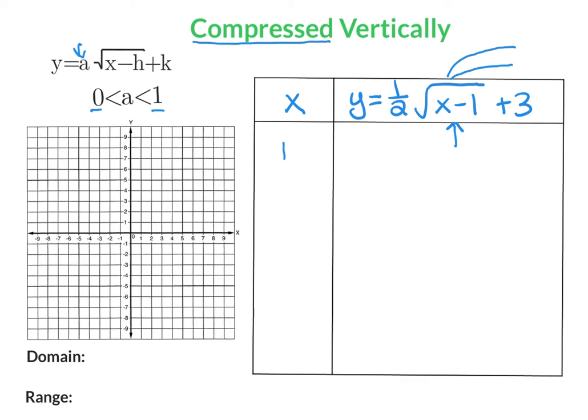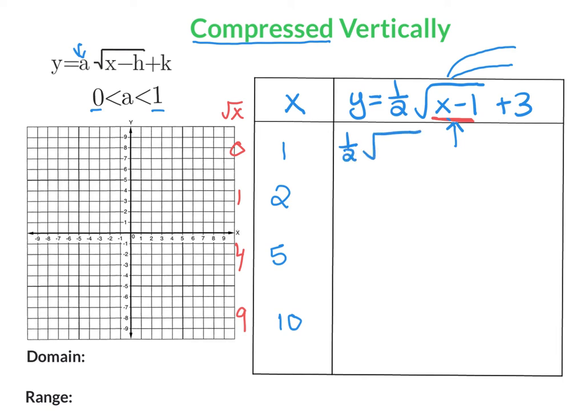So for the parent function, square root of x, remember we chose 0, 1, 4, 9. So now let's think about this. How can we get those numbers underneath the radical? So to get 1, well, 2 minus 1 is 1. How would we get 4? 5 minus 1 is 4. And how do we get 9? 10 minus 1 is 9. So let's plug them in.